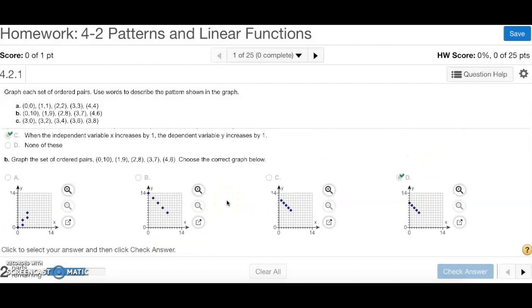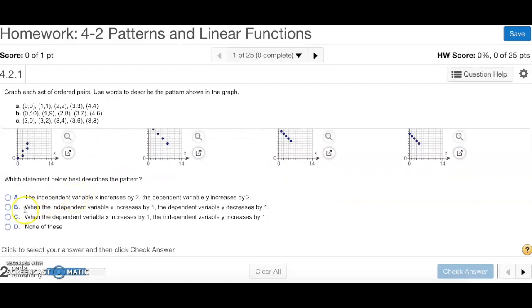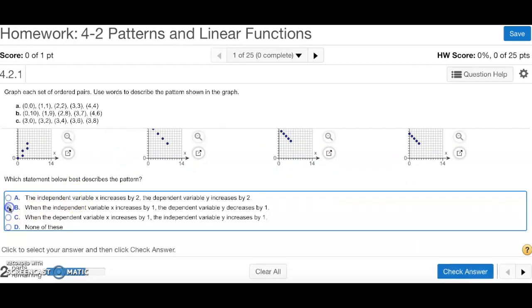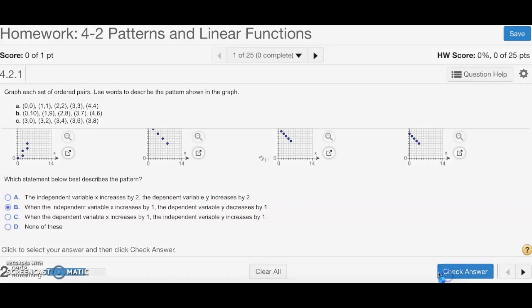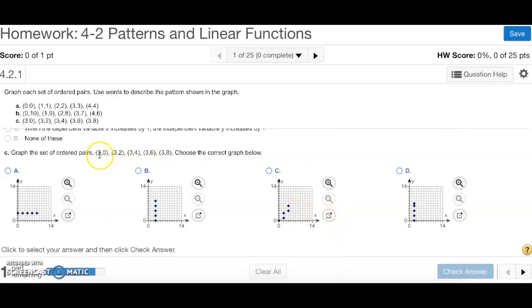Now, as x increases by 1, the y is decreasing by 1. So B for the second one. Now for C, every x value stays the same. That means it's not going to be C. A, every y value is the same, so it's not going to be A. It's going to either be B or D.